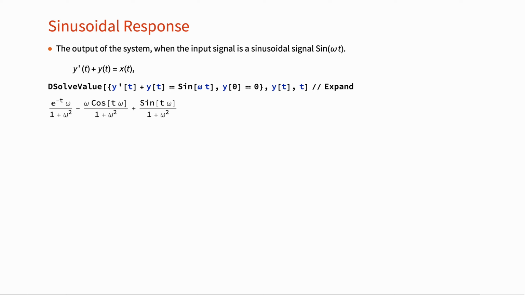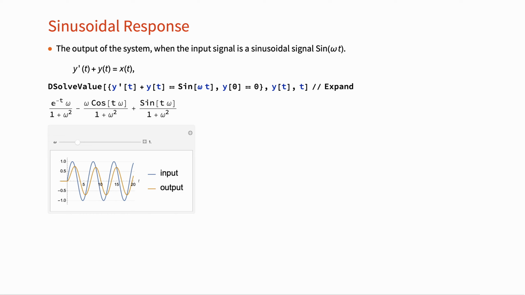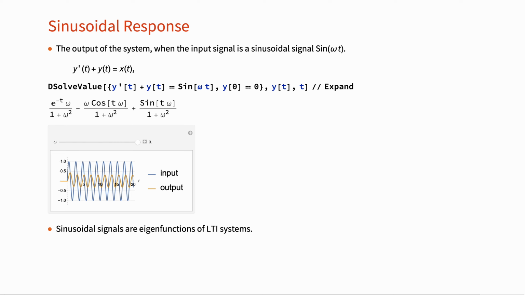If we plot the sinusoidal response that we obtained here together with the input signal sine of omega t, we see that changing the value of omega changes the amplitude of the output response. The sinusoidal response shown here illustrates a fundamental property of LTI systems, that a sinusoidal input results in a sinusoidal output with the same frequency. More formally, we say sinusoids are eigenfunctions of LTI systems. Eigenfunctions, if we recall from linear algebra, have the property that when we input them into the system, the output is the same function only multiplied by some scalar value.